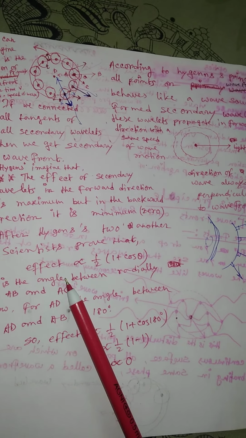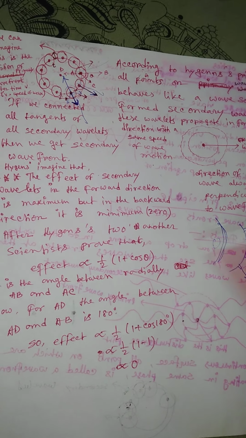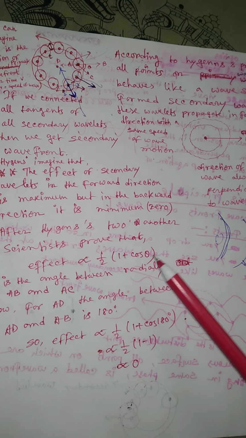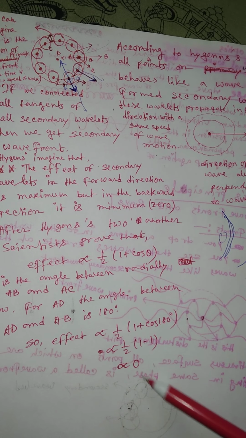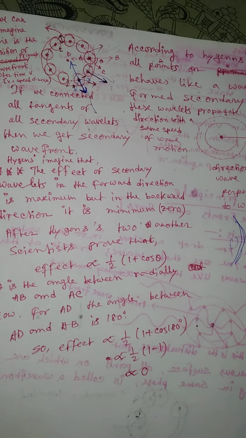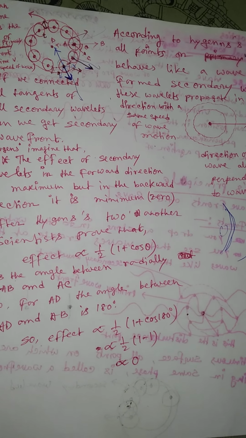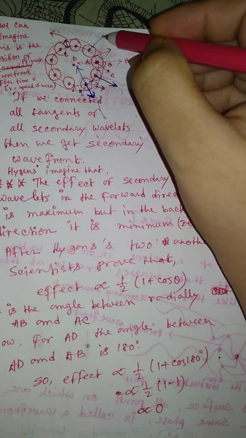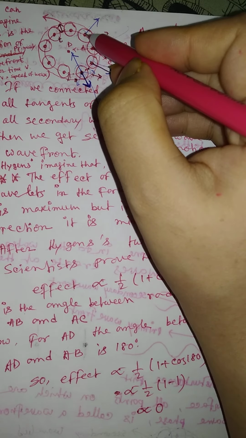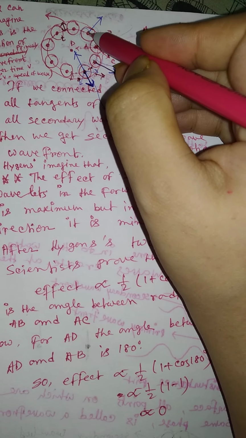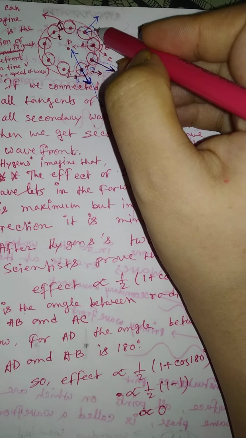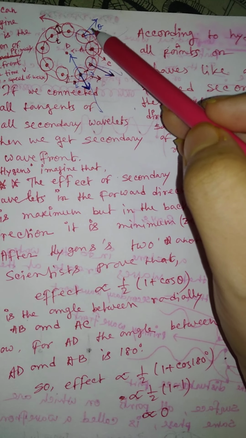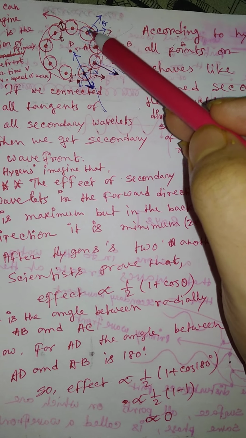They proved that the effect of secondary wavelets is directly proportional to half into 1 plus cos theta. What is theta? Theta is the angle of the effect with the direction of wave motion. So for this wavelet, this is the direction of wave motion, right? If we want to find the effect of this wavelet along this direction, then this is theta, because the effect of these wavelets makes angle theta with the direction of wave motion.